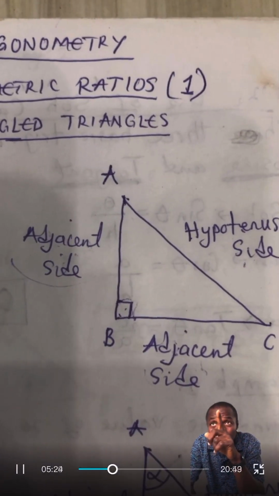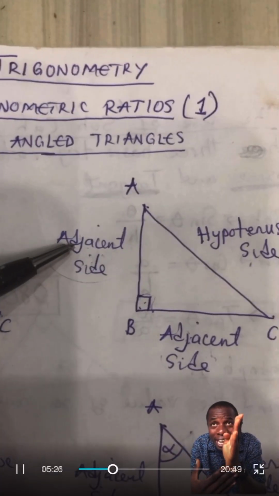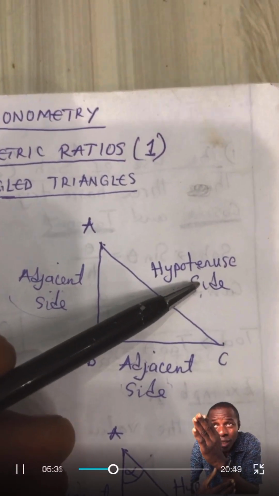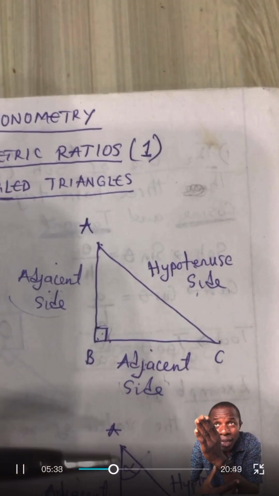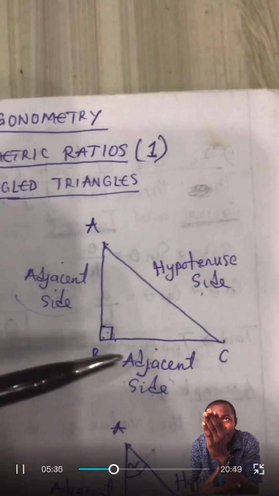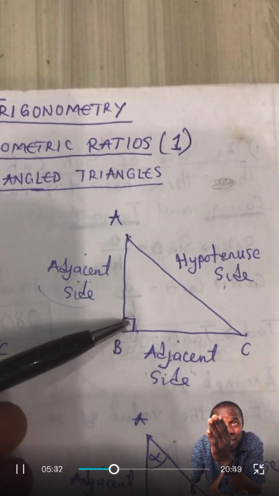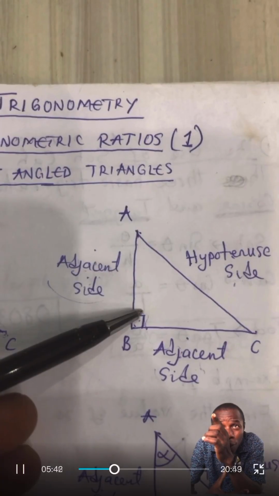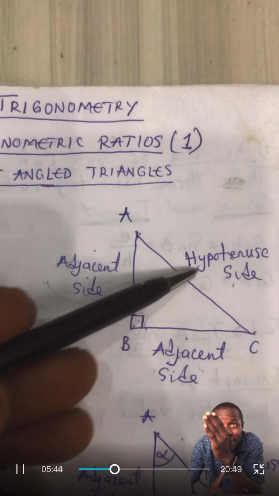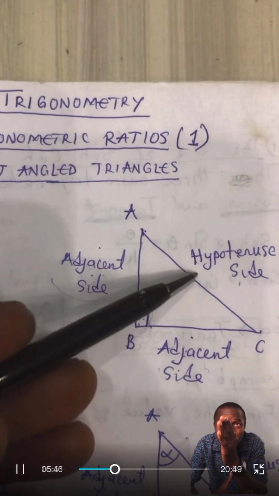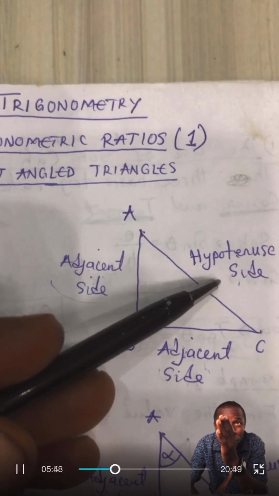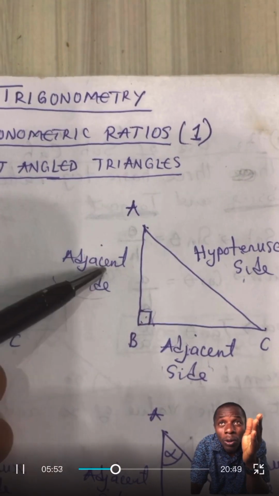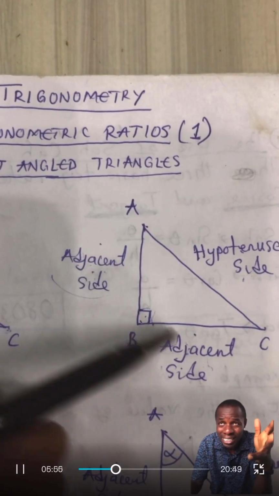All right, so if you look at it, we have the adjacent side and the hypotenuse side. Let me start with the hypotenuse side. Now, the hypotenuse side is the side that faces the right angle. The right angle is the symbol that I call square, that looks like a square there. So any side that faces that symbol is called the hypotenuse side, and the remaining other two sides are called the adjacent side.